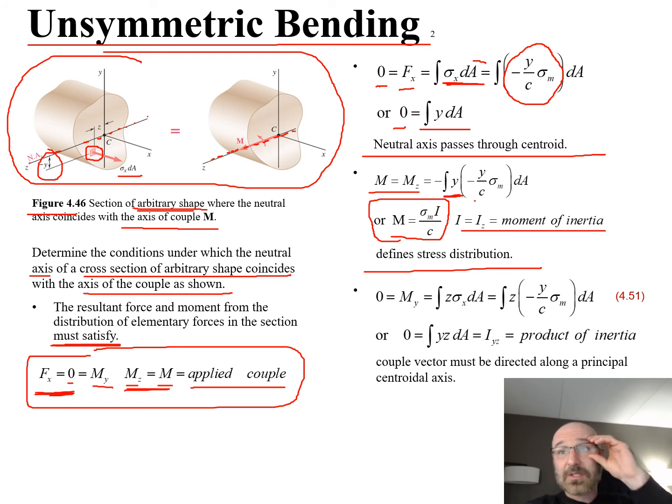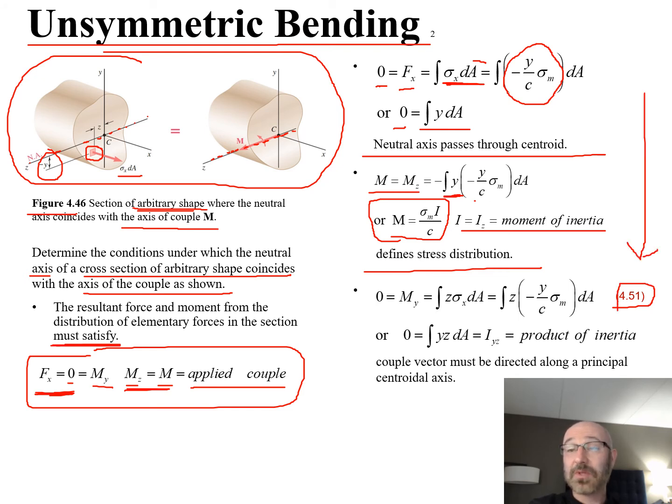So this all leads us up to, in our textbook right here, equation 4.51. So I suggest checking back on there, going through this derivation, showing how we obtain this relationship that we see here in equation 4.51. We say 0 is equal to M_y is equal to the integral of z sigma x dA, is equal to, reduce that down, plug in our known values there. For our sigma x right there, we end up with the integral of z times negative y over c times sigma m dA right there.